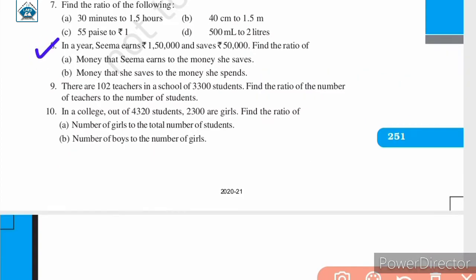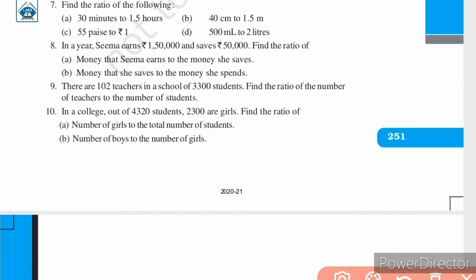Question number 8. In a year, Seema earns rupees 1,50,000 and saves rupees 50,000. Find the ratio of A. Money that Seema earns to the money she saves. B. Money that she saves to the money she spends.